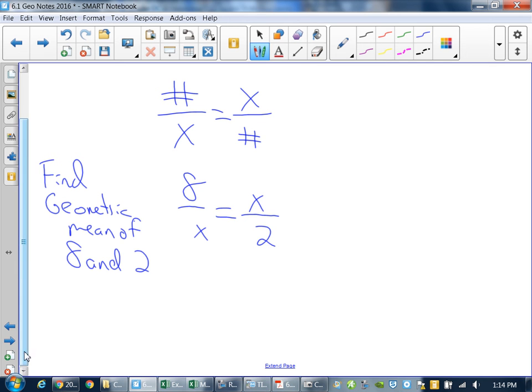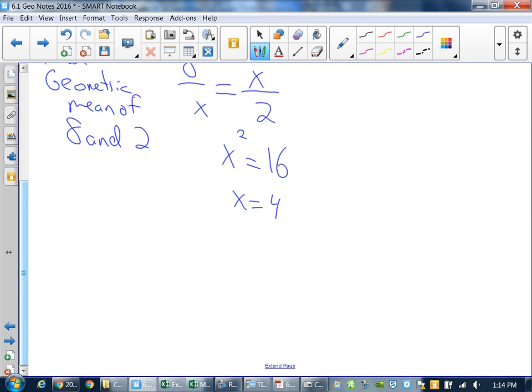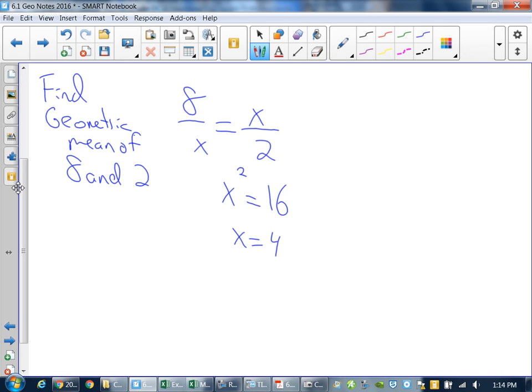Ah, that's when you add. When you multiply them, it is x squared. Oh, yeah, that's what I meant. And then how do you undo squaring? You square root it. So what's the square root of 16? So basically that means that 4 is the geometric mean of 8 and 2.